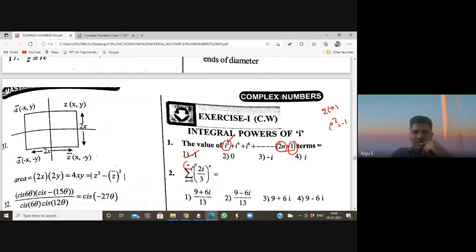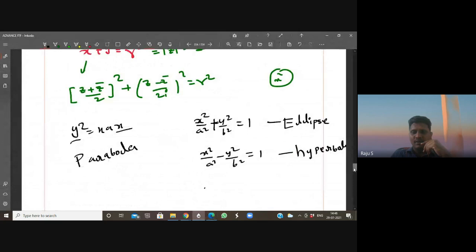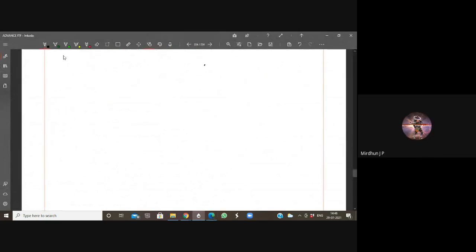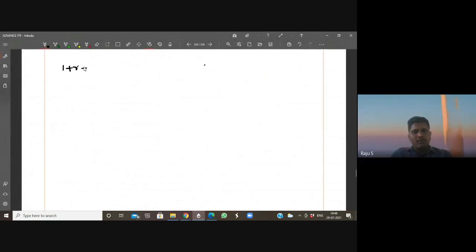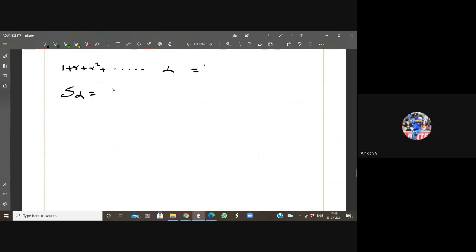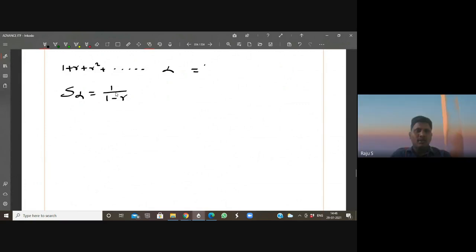It is an infinite series. Since we know that there is a formula for an infinite series, for example, a geometric progression GP. S infinity is equal to what? A by 1 minus R. A is the first term, one. R is the common ratio. Here first term is 1 only, so I have written it like this.